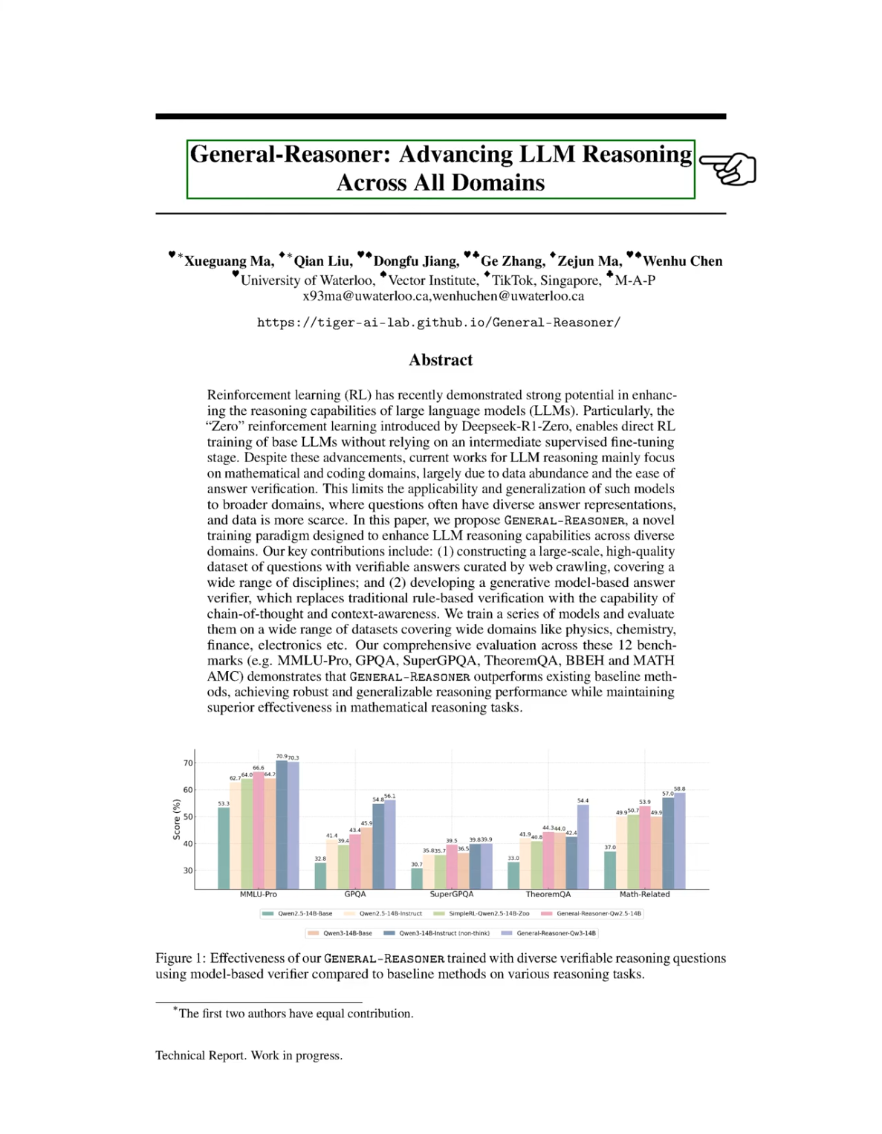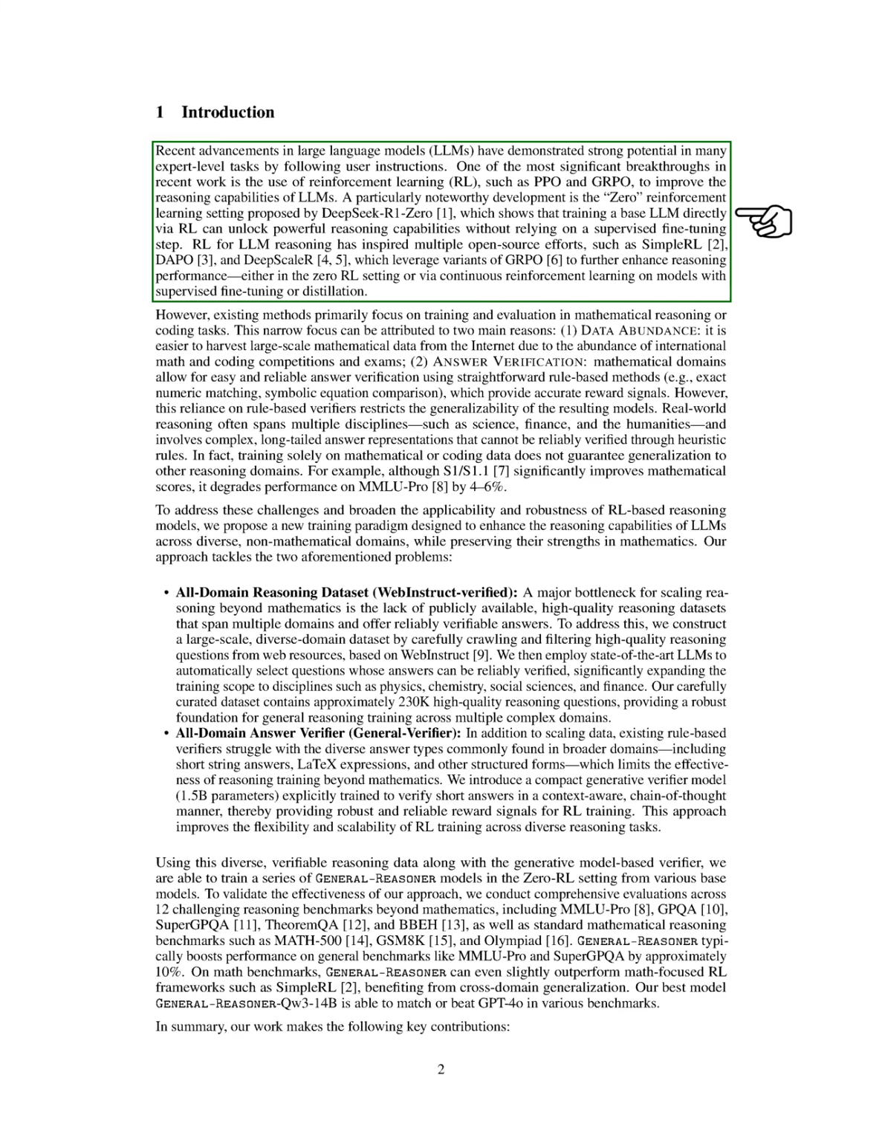Section: Introduction. In this section, we discuss recent advancements in large language models, LLMs, that have shown great promise in expert-level tasks by following user instructions. A key breakthrough is the use of reinforcement learning, RL, particularly methods like PPO and GRPO, to enhance the reasoning abilities of LLMs. Notably, the 0 RL setting introduced by DeepSeek R1-0 demonstrates that we can train a base LLM directly with RL, unlocking strong reasoning skills without needing supervised fine-tuning.